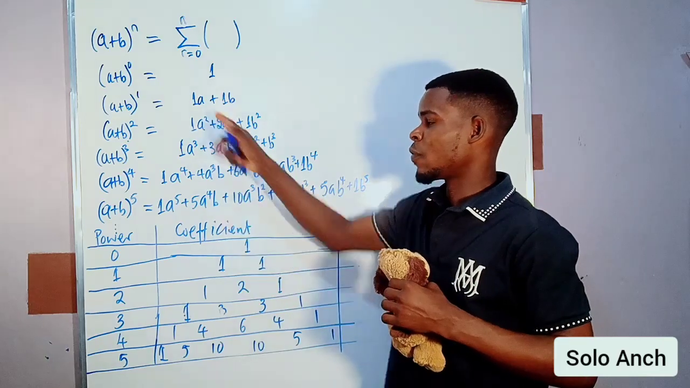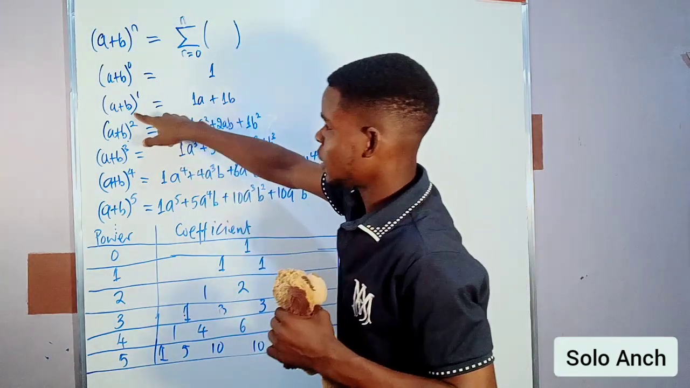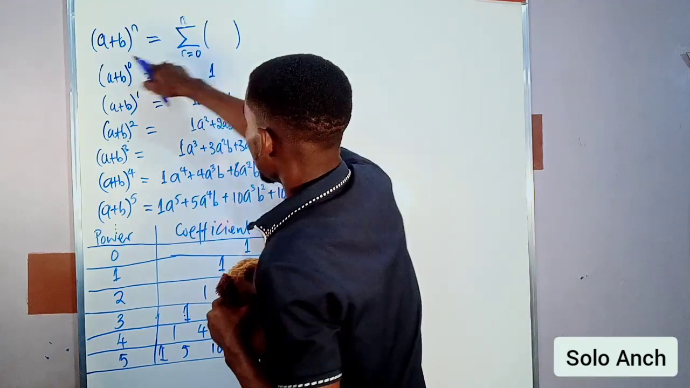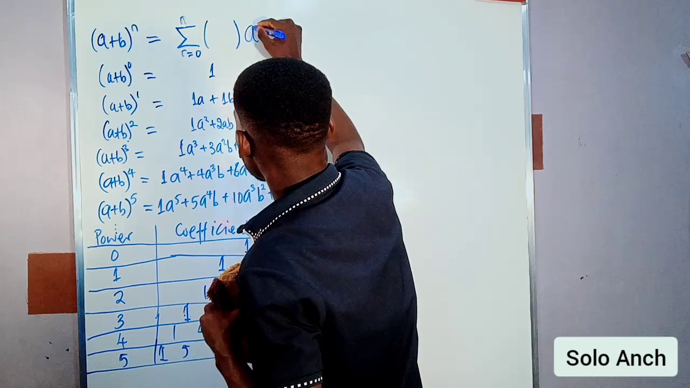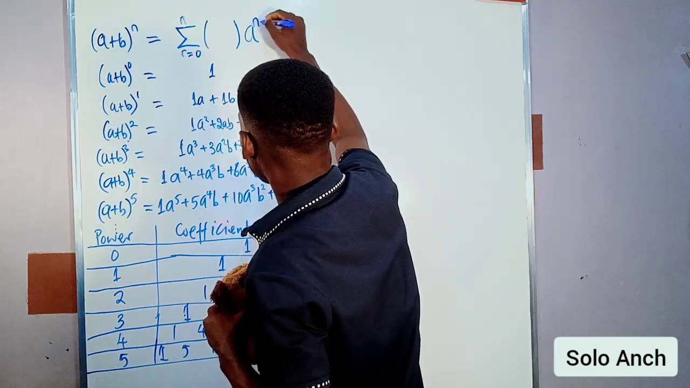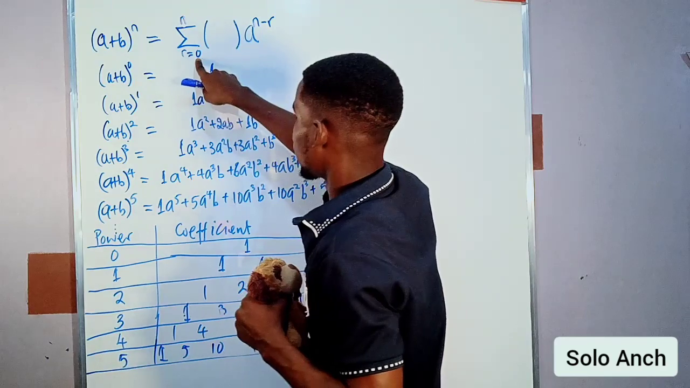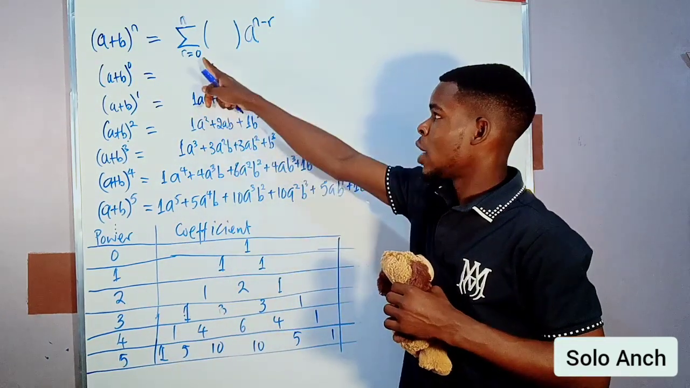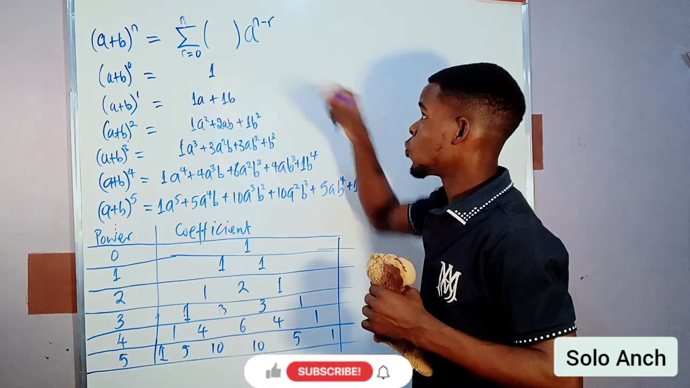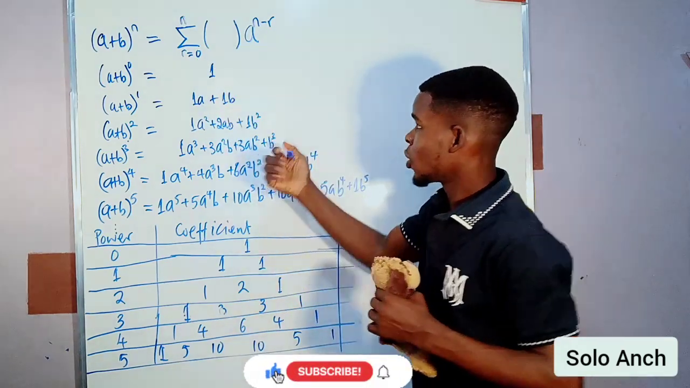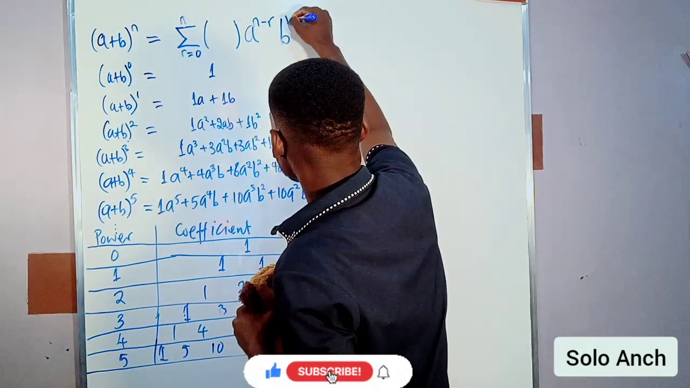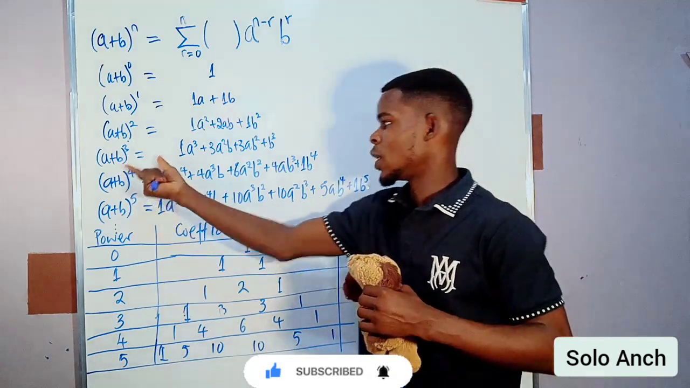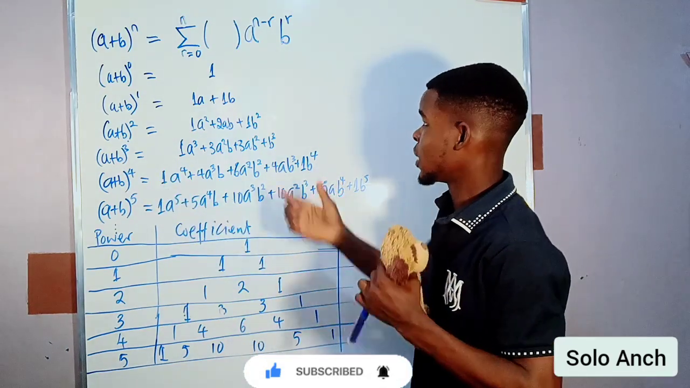You observe that as the power of the first term reduces from the entire power down to 0, the power of the second term increases. So for this a, it will be reducing, which means starting from the entire power, it will be reducing. So we subtract r, so that when r is 0, this will be n minus 0, which is the entire power n. When r is 1, this will reduce by 1. And then the second term will be increasing as r increases, which means this will be raised to the power of r. Maybe you can test that using the power of 3 to see if it makes sense.